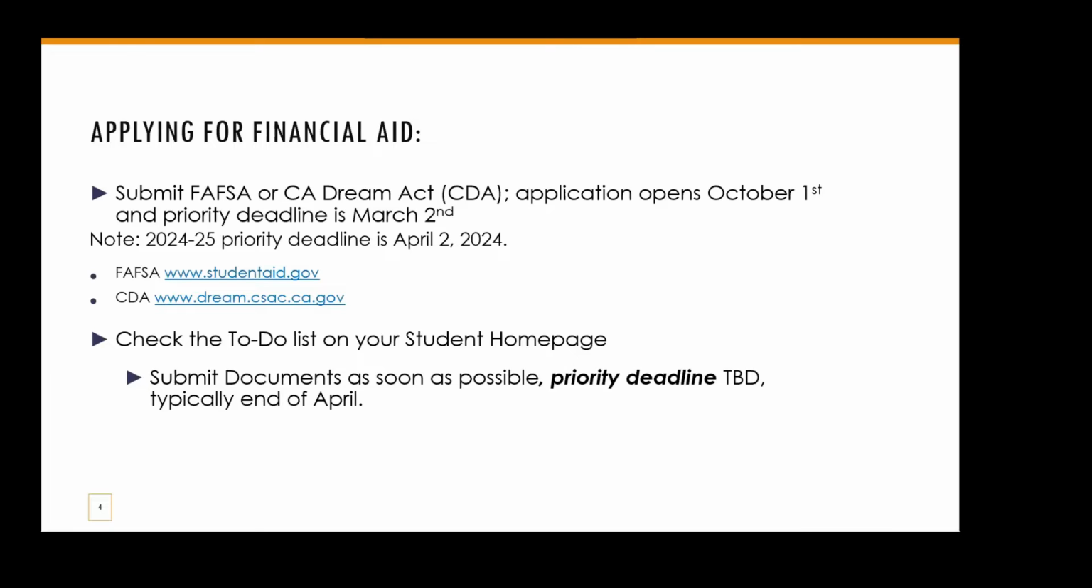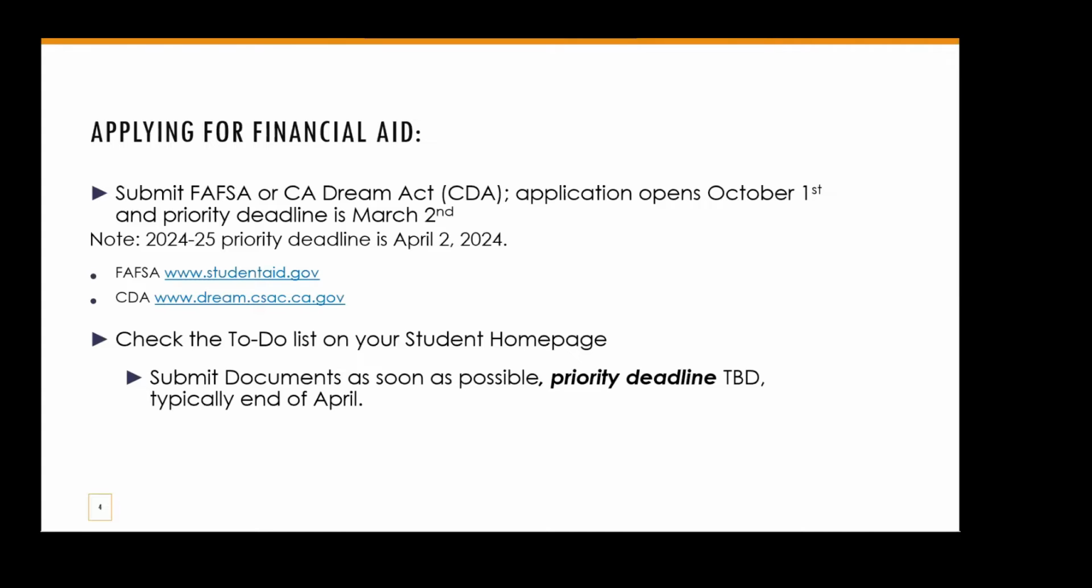So if you have not completed the applications yet, these are the websites: studentaid.gov, or if you're a California Dream Act applicant, the website is dream.csac.ca.gov. Again, you want to submit the application as soon as possible, but the priority deadline is extended this year to April 2nd, due to the application opening later this year. After you submit your application, you want to check your to-do list on your student homepage. If you are required to submit documents, you will see a list of documents on your to-do list, on your task. The document priority deadline is typically around the end of April.